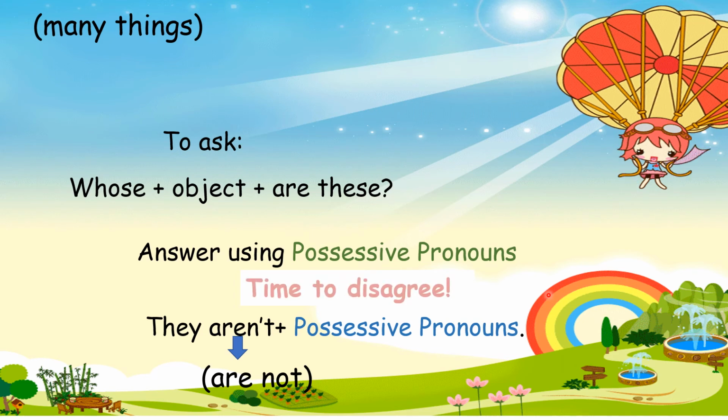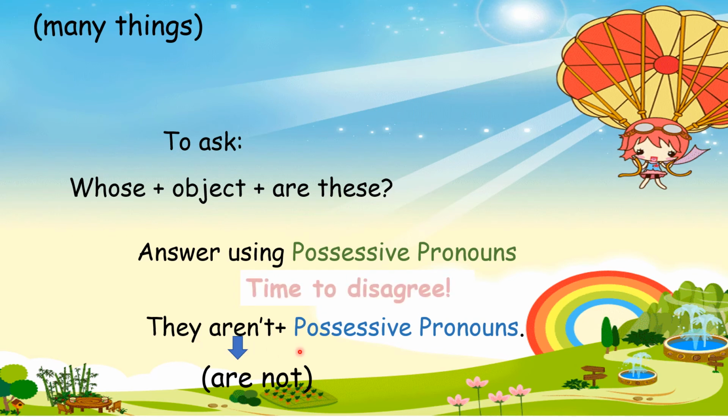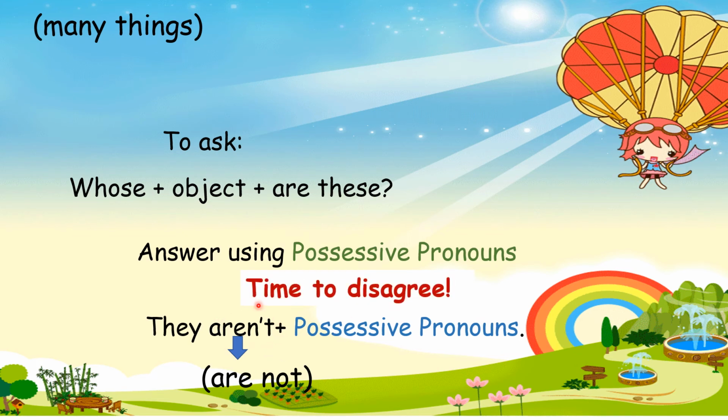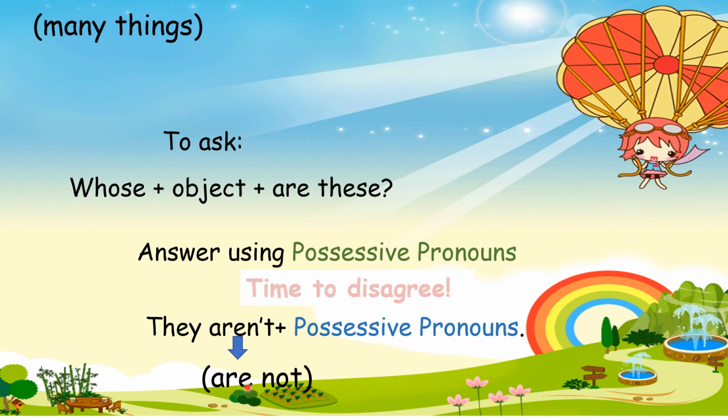Now, to answer this question and to disagree to the ownership of the item in question, we start the answer with "they aren't," followed by a possessive pronoun, for example, mine, yours, his, hers, theirs, or ours. Now bear in mind that aren't stands for the words are not. We use aren't and are not when we disagree to the ownership of many things.